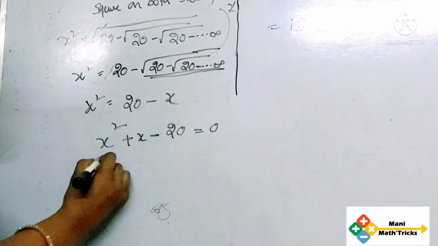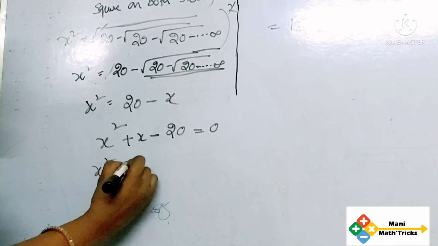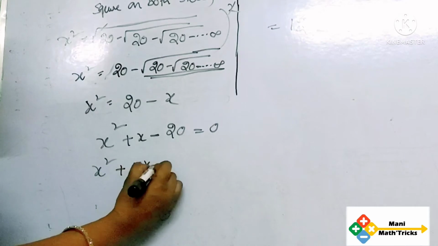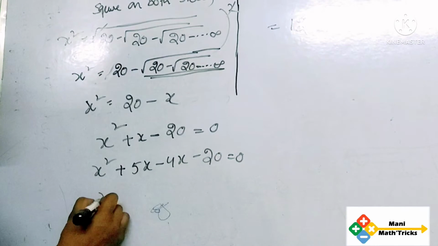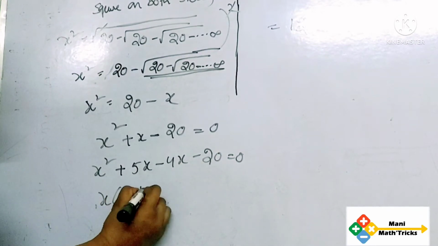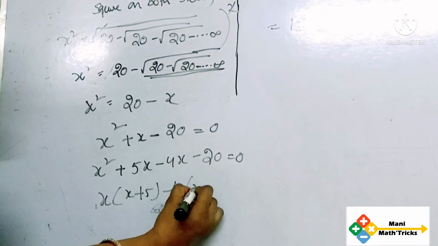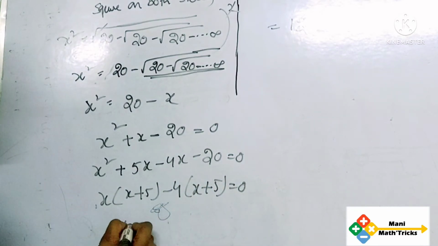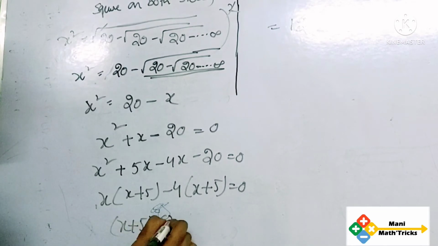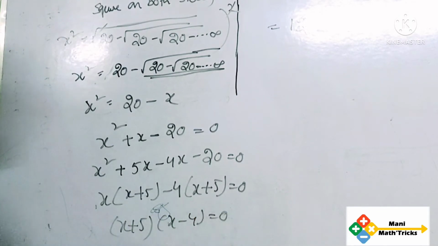Now find the factors for this. x square plus 5x minus 4x minus 20 is equal to 0. x plus 5, here minus 4 take as common. x plus 5 is equal to 0. Now take x plus 5 as common, x minus 4 is equal to 0. Now x is equal to minus 5, x is equal to 4. The x value cannot be negative, so the answer for this is x is equal to 4.